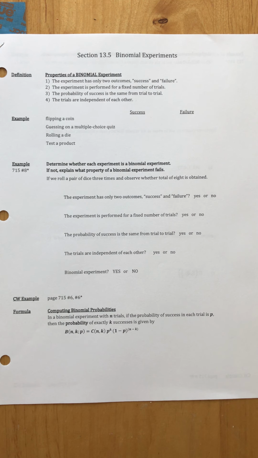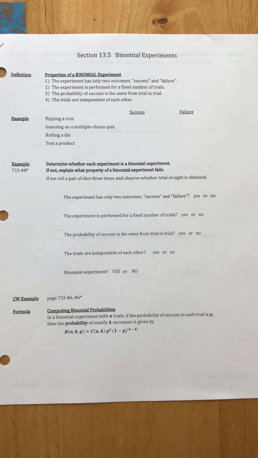Welcome to section 13.5 on binomial experiments. This is page 1. So let's talk about the definition. What does it mean to be a binomial experiment? Okay, first of all, notice bi. So think of bicycle. How many wheels does a bicycle have on it? 2, right? So binomial has something to do with 2.